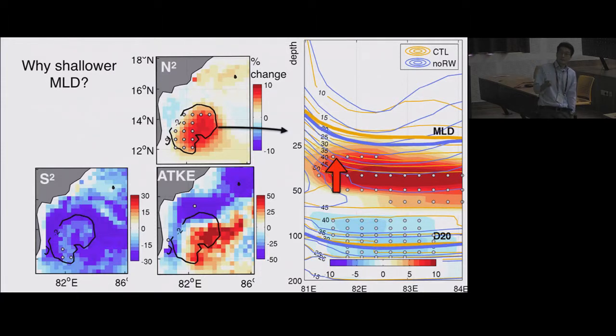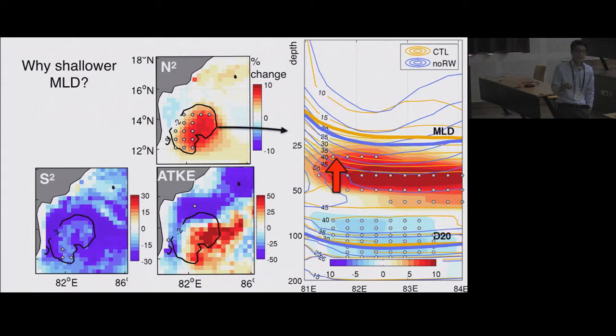And this is the depth-longitude cross section over this area. And I'm overlaying a lot of lines. This can be very confusing, but these are the isopycnals. You can see that the isopycnals generally move upward in the run where you include the surface current. You can see the mixed layer depth also shoals, and the thermocline depth also shoals, but generally all the isopycnals move upward in the experiment with the surface current. The color shading shows the change in stratification. So stratification increases below the mixed layer and decreases around the thermocline depth. So everything goes up, the isopycnals go up, and in that process increase the stratification at the bottom of the mixed layer.